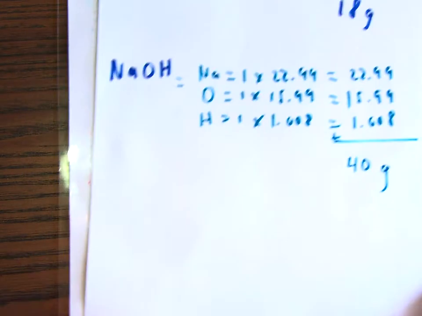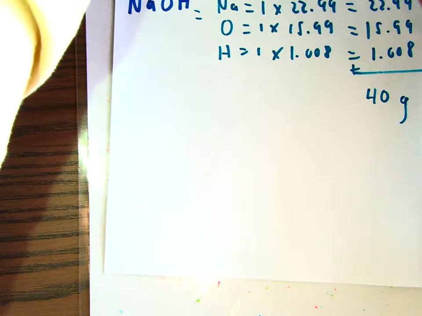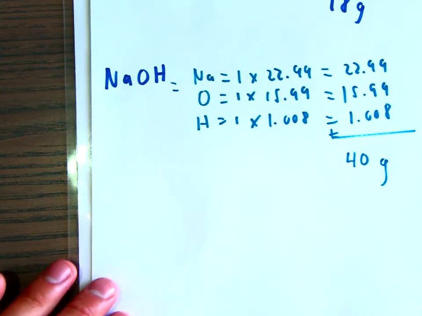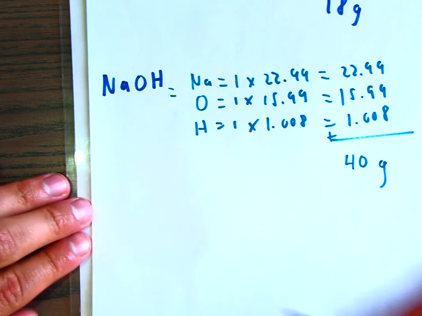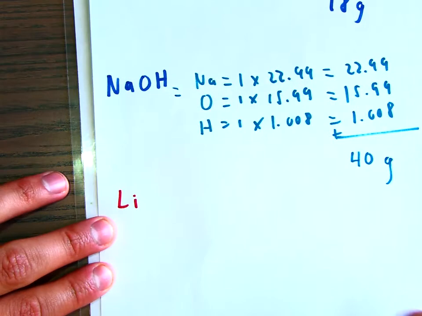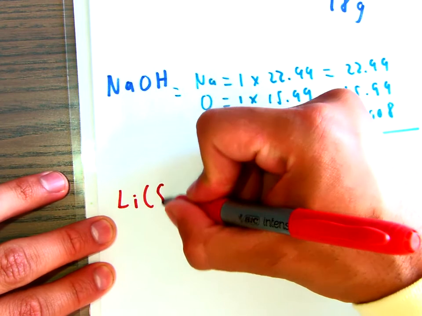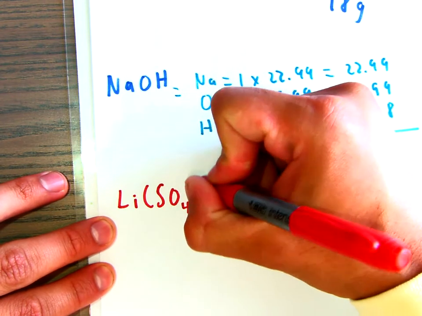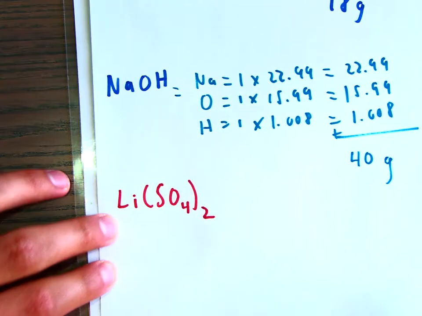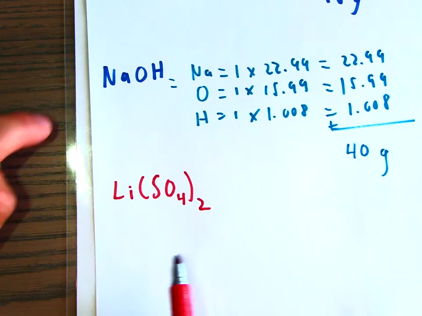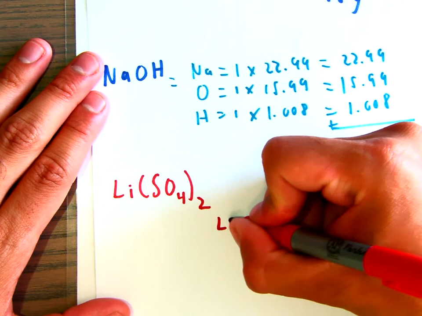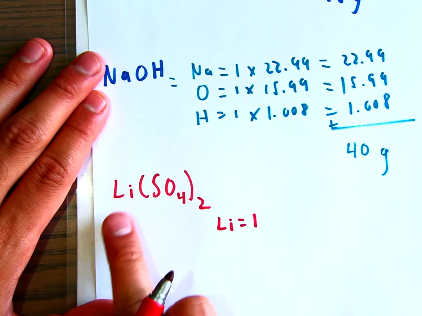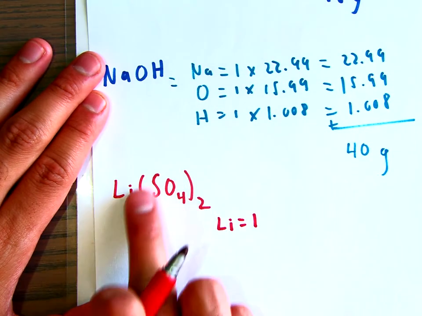So we'll get a little bit more complicated in this example here. So this will be the last example. I have lithium sulfate. That's something like Li2(SO4)2. Okay, so now I got to break down and kind of look at what compounds I have. Well, I know I have lithium. I have one of those. Okay, because this 2 only applies to whatever's in here.